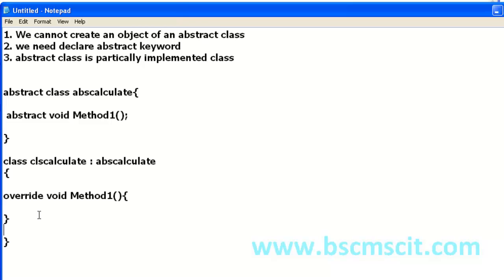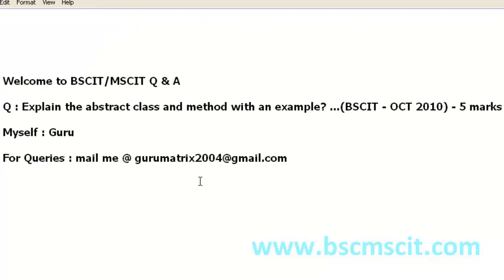So this is the big advantage of using an abstract class. We can use this abstract class like a common base class across all the derived classes, and we can enforce the derived classes to provide the implementation for an abstract method. So now you have understood the abstract class.